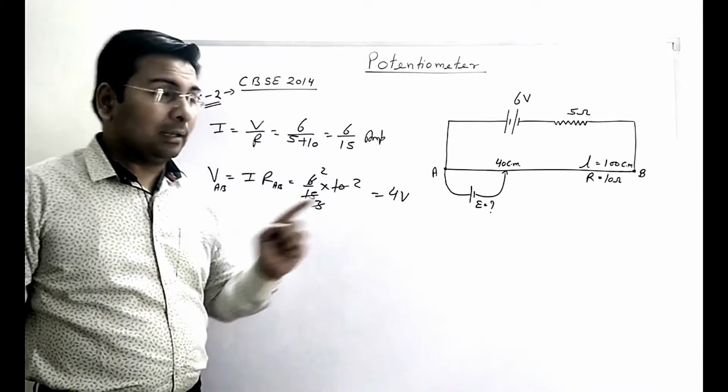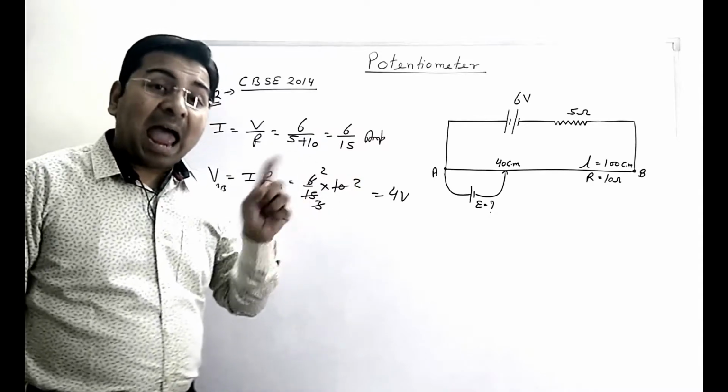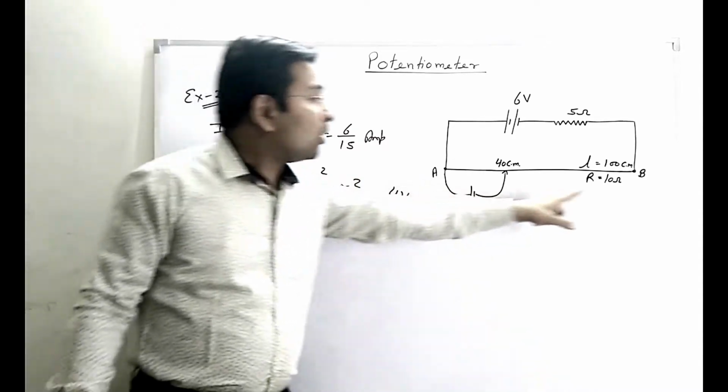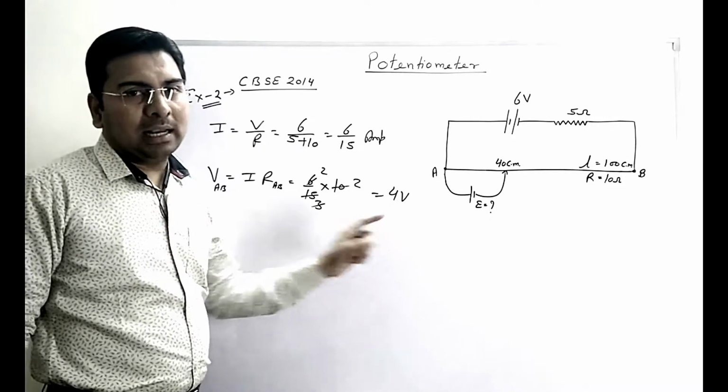Now remember this thing: in the circuit a battery of 6 volt is connected, but the actual potential drop along the wire AB is 4 volt. So now we will take this into the calculation.